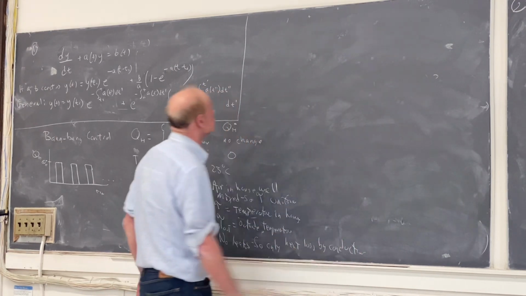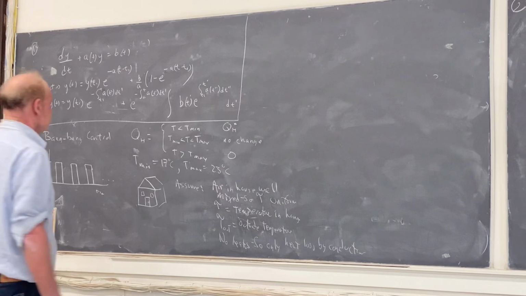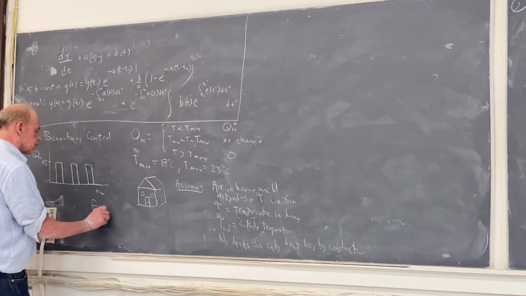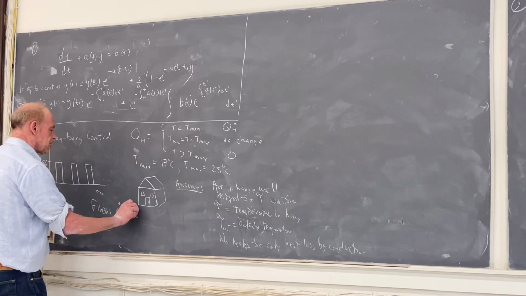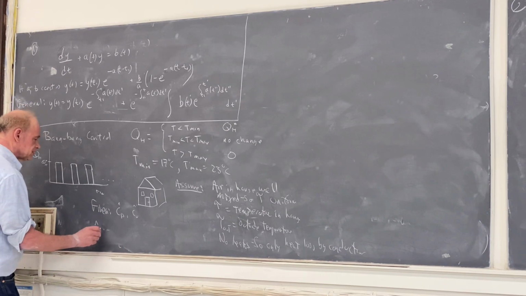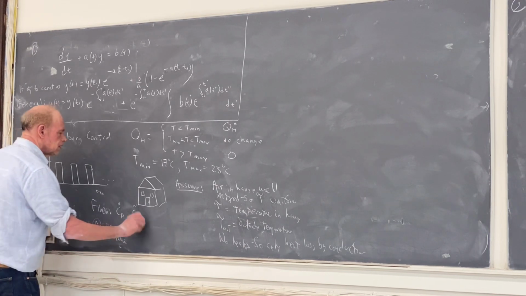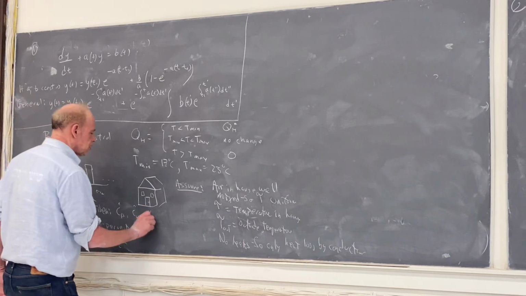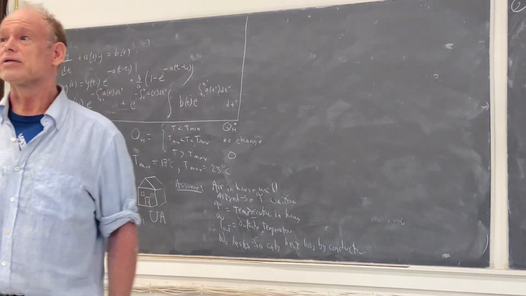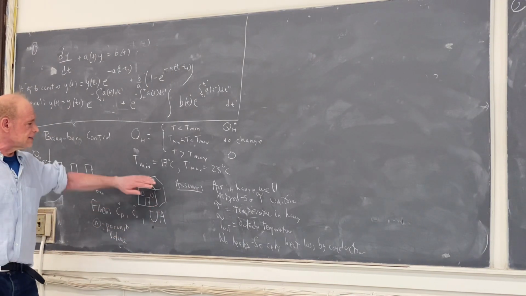And I'm writing too small again, so let me start writing a little bigger. Although I think the picture of the house is big enough. And we're going to be given CP hat, CV hat. The hat means per unit volume. And we're also going to be given UA, where you've all had unit operations. Is that correct? So U is the overall heat transfer coefficient per unit area, and A is the surface area of the house.